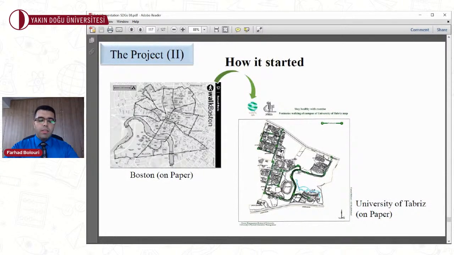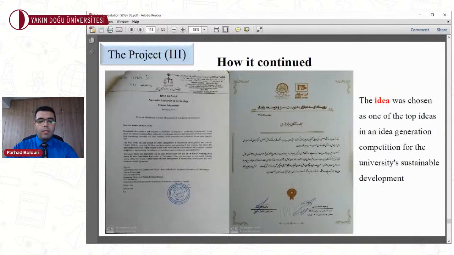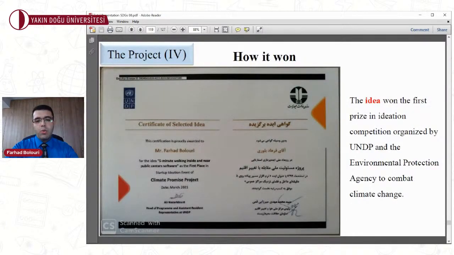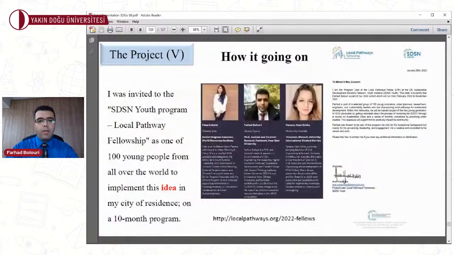How did it start? The first time it started from Boston in the United States, but it was on paper. We did it on paper at the University of Tabriz 2 years ago, but this idea continued as a mobile application, and it was chosen as one of the top ideas in an idea competition in universities sustainability. After that, it won last year in the UNDP ideation competition, in first place. Until now, it was the idea.